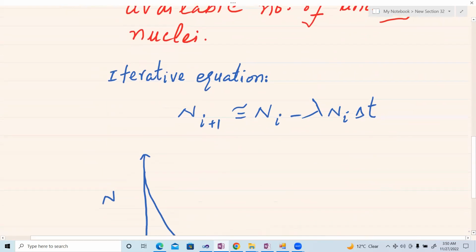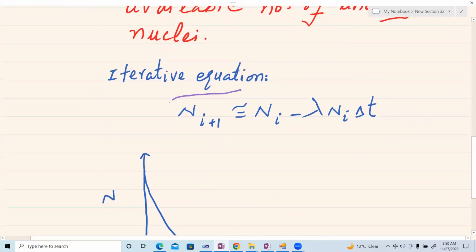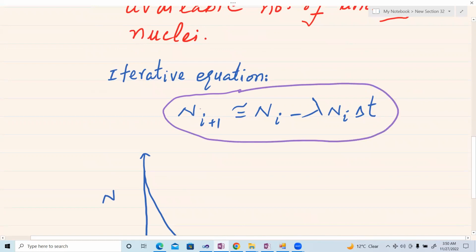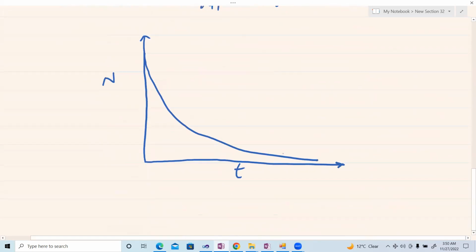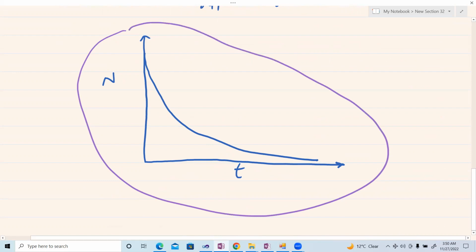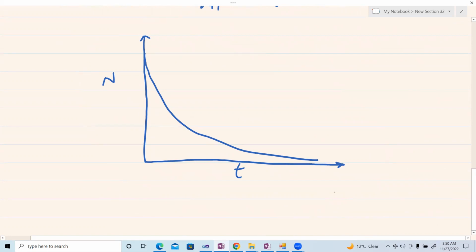For the radioactive decay law, the iterative equation becomes N(i+1) is equal to N(i) minus lambda N(i) delta t. By using this iterative equation, a graph of this kind can be obtained, in which it is seen that the number of nuclei decreases with the passage of time. The same aspect can be well understood by using the simulation of this process. Let's go to the simulation.